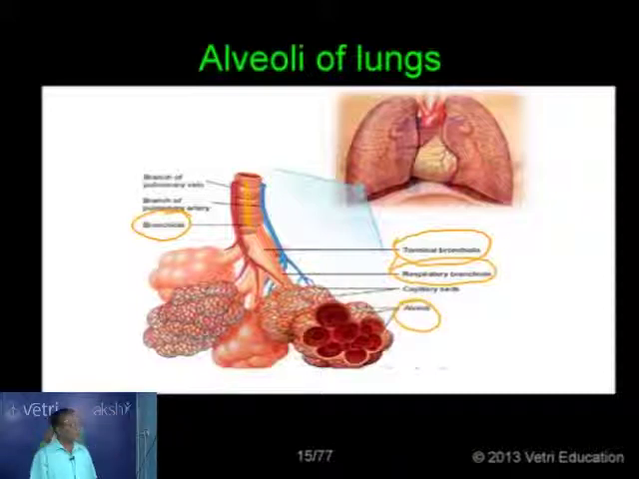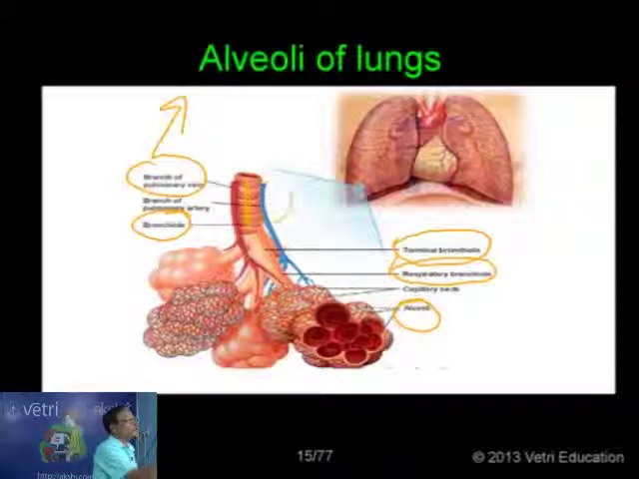And they are supplied with a branch of the pulmonary vein, the one which carries the pure blood away to the heart. And we have a branch of the pulmonary artery, the blue colored one, which carries deoxygenated blood to the lungs for purification.